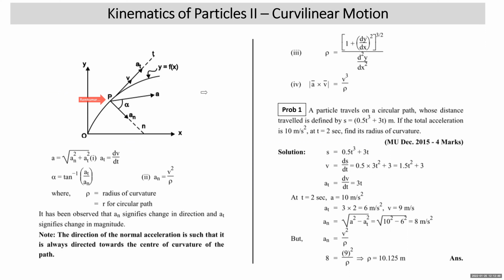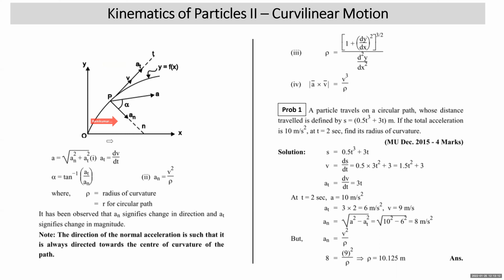Suppose curvature is this way, it will be the other direction. So remember that the direction of the normal acceleration is such that it is always directed towards the center of curvature. This is the pointer that has been written. Now along the tangent you'll have the velocity component and tangential acceleration. Along the normal, normal acceleration. Then resultant acceleration will be an square plus at square. How do you get at?